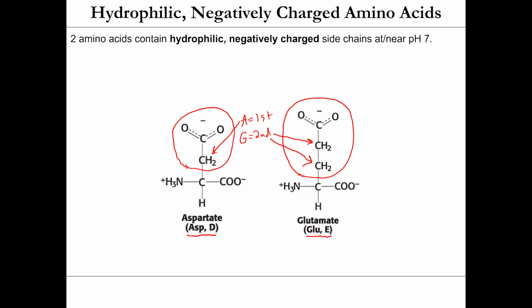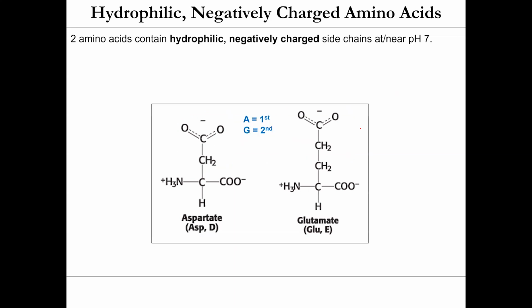If you've ever eaten ramen noodles or anything with MSG on it, MSG stands for monosodium glutamate. This is the amino acid that you're eating that makes everything taste very yummy. So there's two hydrophilic, negatively charged amino acids, aspartate and glutamate, and I just use that naming convention. A is first; it has one methyl group before the carboxyl. G is second; two methyl groups before the carboxyl group, to help remember those two.